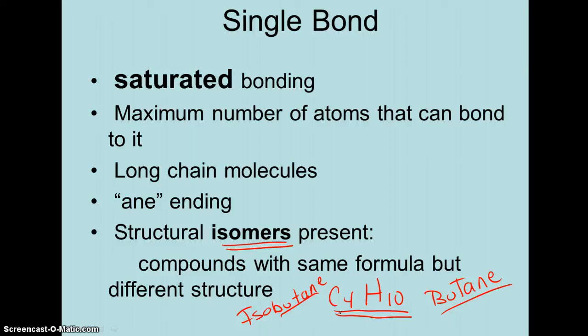But just once again, all these single bonded ones, methane, ethane, propane, butane, pentane, hexane, octane, are all saturated because they all have single bonds. They all end in A and E, just like we just discussed, and saturated. Like we talked about in the last chapter, saturated solutions are the maximum amount of solute that a solvent can dissolve. Well, here in bonding, it's the maximum number of atoms that can bond to it. And in this case, all our saturated bonding is single bonds and ending in A and E.